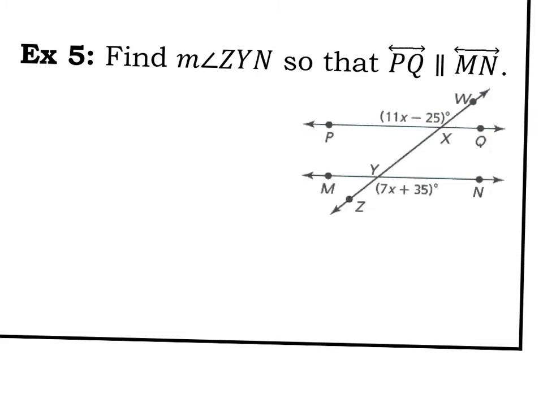So in example 5, I have 11x minus 25 and 7x plus 35. If lines PQ and MN were parallel, that would make these alternate exterior angles, which are congruent. So just like the last one, I'm going to set these two equal to each other and solve, and then I've got to plug it back into the one that says ZYN. So ZYN would be this one right here.